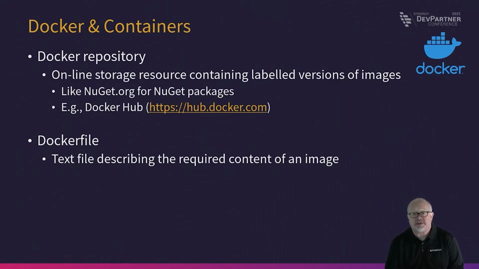To define the contents of an image, developers use something called a Dockerfile. This is a file that contains special commands to, for example, say start with a copy of a base image and add a few packages, install some applications, configure some settings, and so on. So a Dockerfile contains instructions on how to build a Docker image.